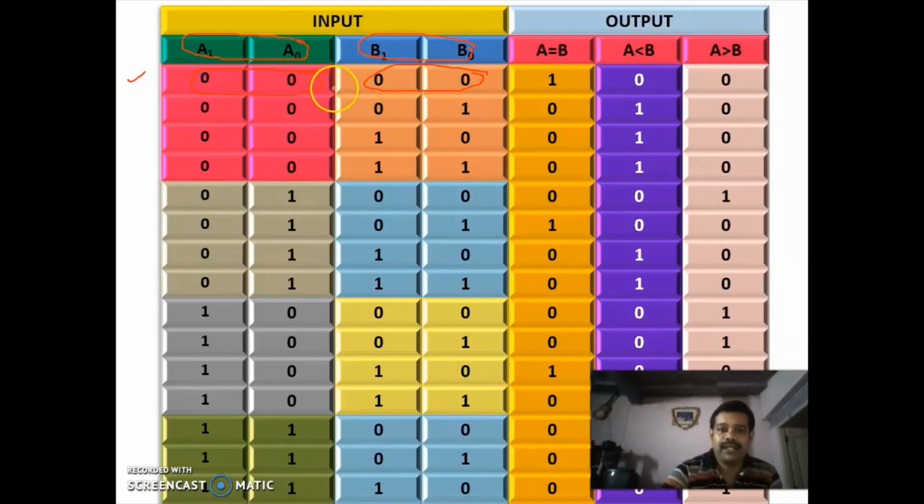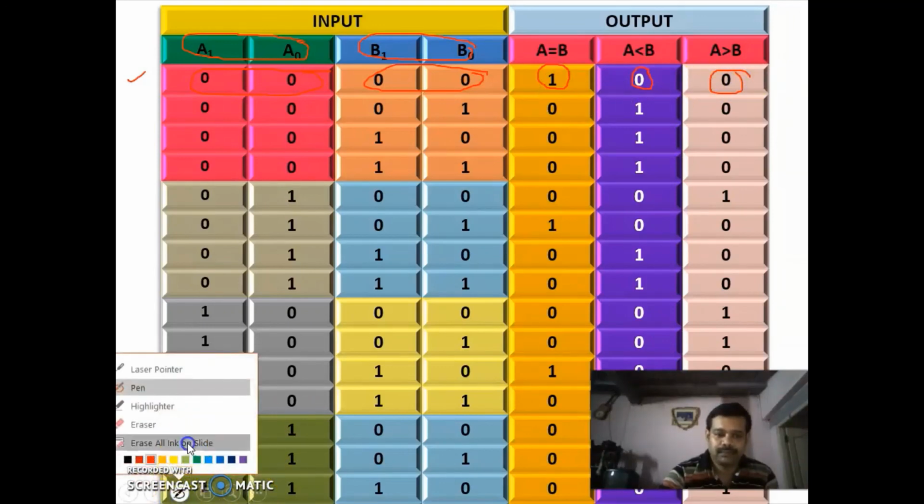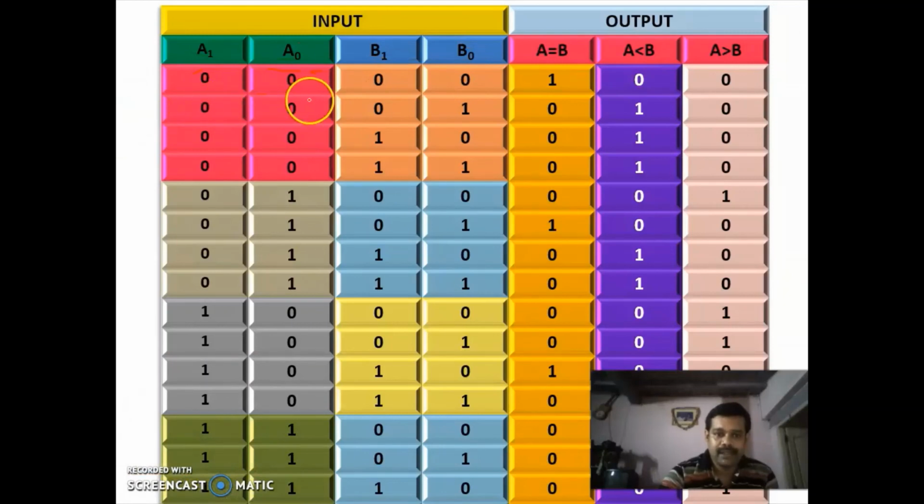So here both are equal. So we are putting 1 in the place of A equal to B, and we are putting 0 in the place of A less than B and A greater than B. Now, next we are going to compare 00 with 01. Actually 00 is 0 and 01 is 1. So A is less than B.